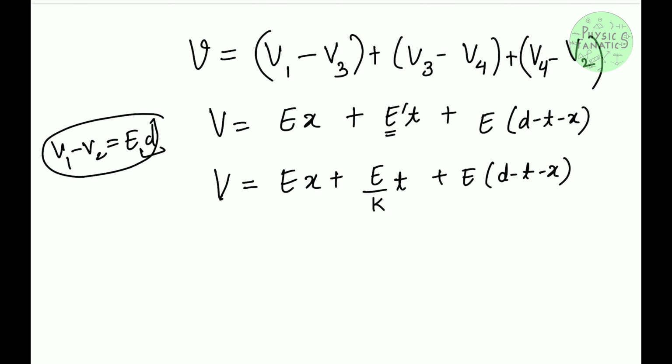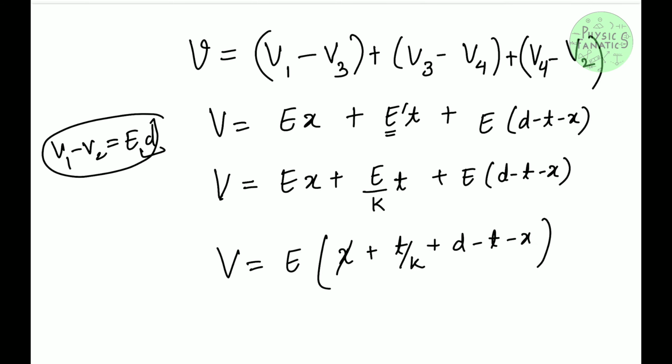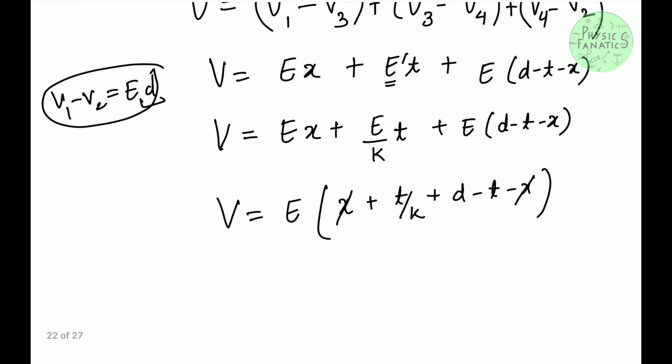So that can be further written as V is equal to, I'll take my E common, and this will be X plus T by K plus D minus T minus X, right? And your X and X will get cancelled, right? And you'll get V is equal to E times D minus T plus T by K, right? I hope you guys can understand.